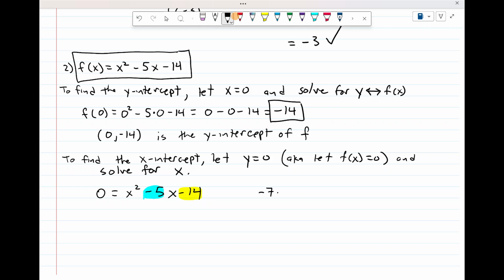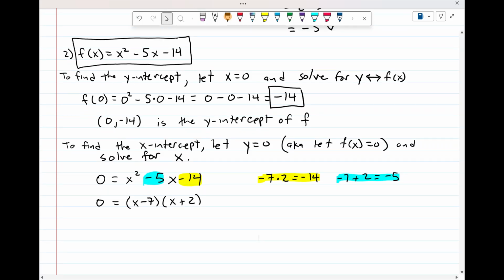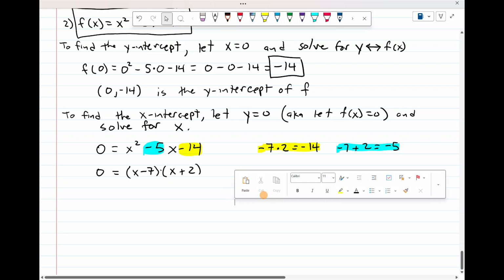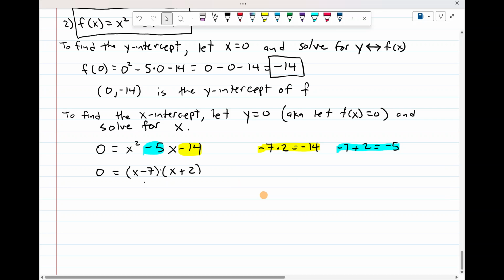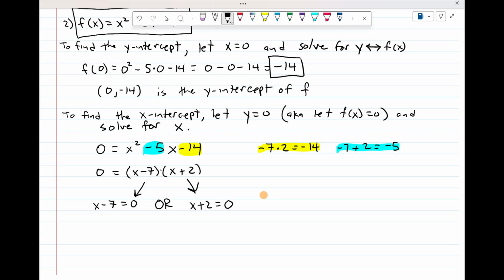Well, if I do negative 7 times 2, that's equal to negative 14. And if I do negative 7 plus 2, that's equal to negative 5. And what that tells me is that I can factor this into two expressions. I can express this as a product of two binomials, which would be x minus 7 and x plus 2. And if x minus 7 times x plus 2 is equal to 0, that means either x minus 7 is equal to 0, or x plus 2 is equal to 0. Let me start again. x minus 7 equals 0, or x plus 2 equals 0.